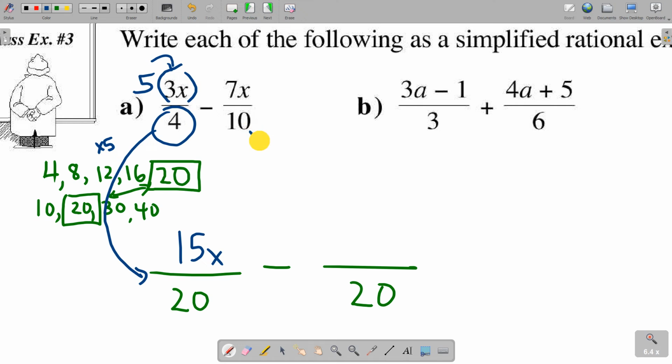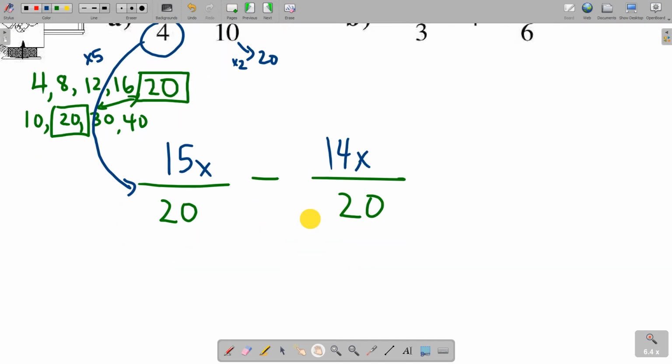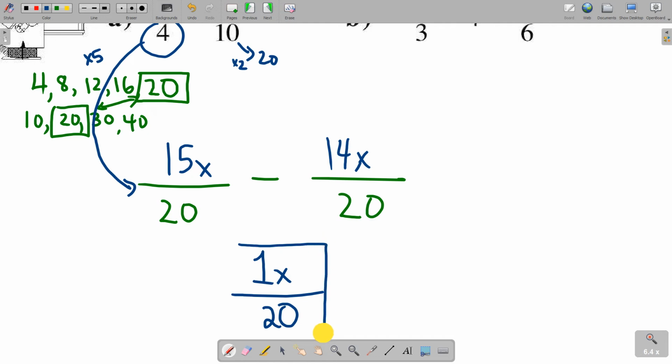How to make 10 into 20? Well, that's times 2. So 2 times 7x is 14x. Give myself a little bit of space. I know I'm going probably a little bit fast. 15x take away 14x is just 1x. I don't need to write it, but if you feel so comfortable and inclined, please do so. Over 20. And there is the answer we're looking for, the simplified version of the addition, or rather in this case, subtraction.